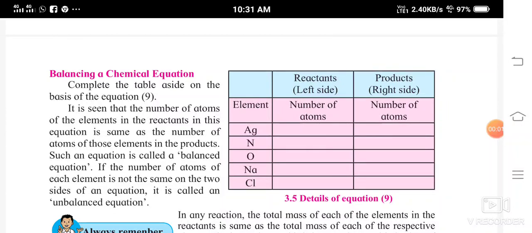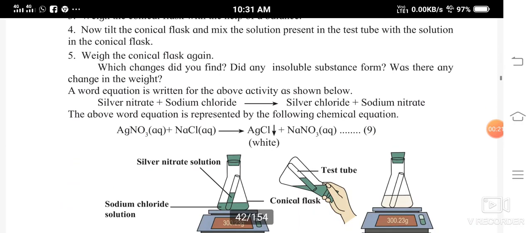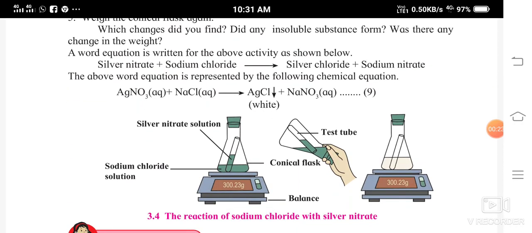Students, let us start balancing a chemical equation today. We'll try to understand how to balance a chemical equation. Now, complete the table aside on the basis of equation 9. Let us see which is equation 9. So this is equation 9.